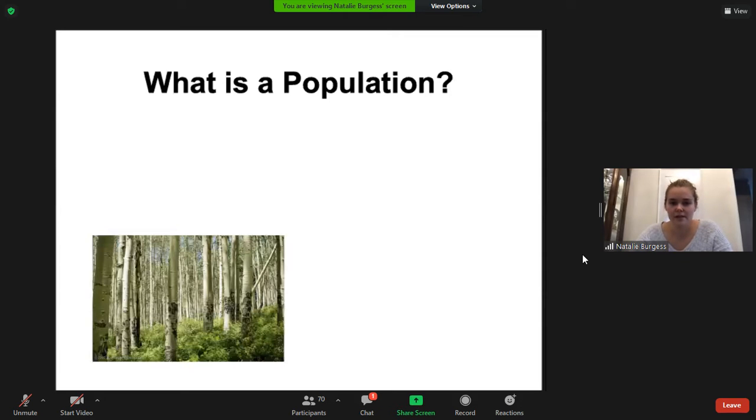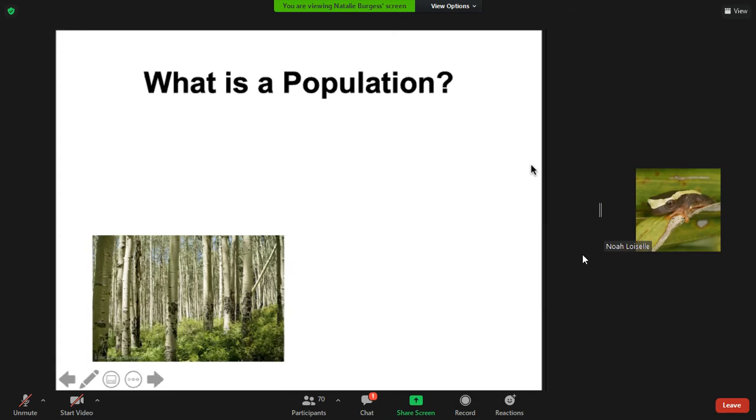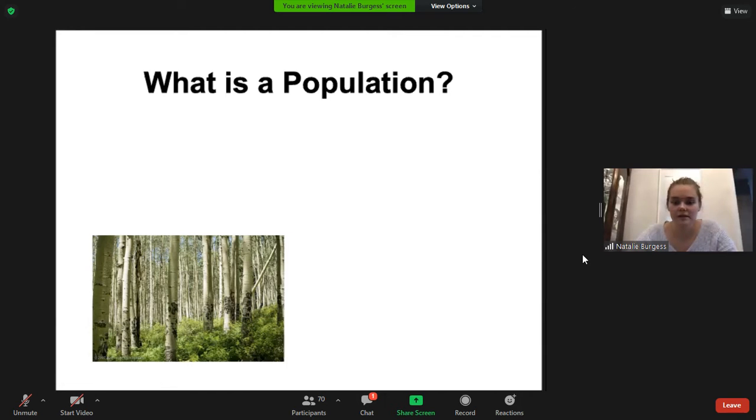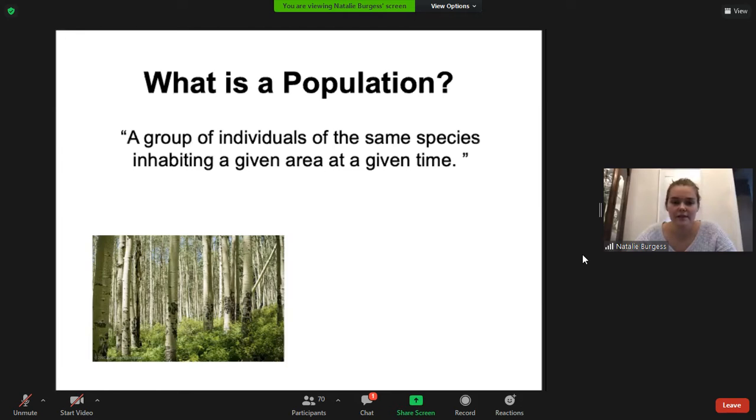So first off, what is a population? Does anyone have a general idea of what the definition might be? Just like a bunch of individuals living in the same area of the same species. Yeah, so you just about nailed it. It is a group of individuals of the same species inhabiting a given area at a given time.